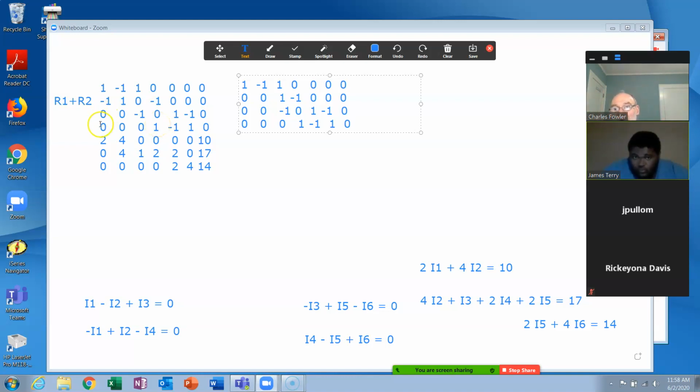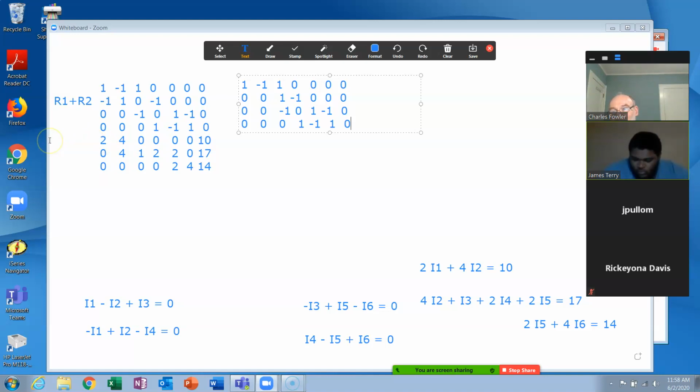All right, fifth row, we want that to be a 0. Now we always use our leading 1. That's what we call this, that leading 1 here. So how do we get this 2 to become a 0? -2 the first row, added to the fifth row, and that becomes the new fifth row.